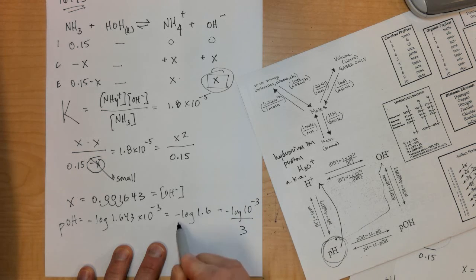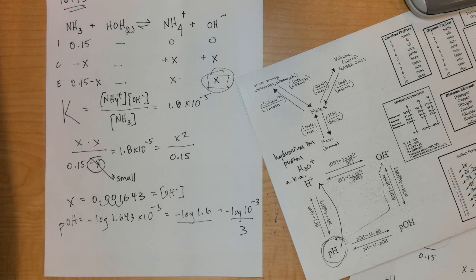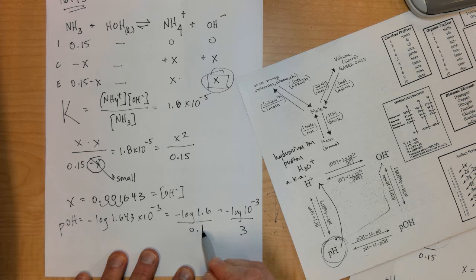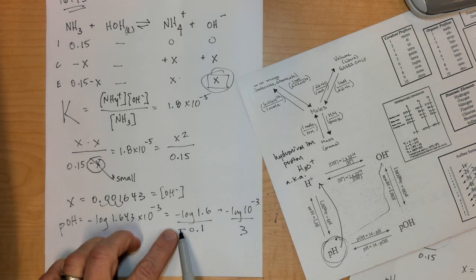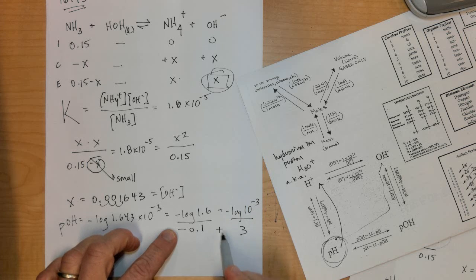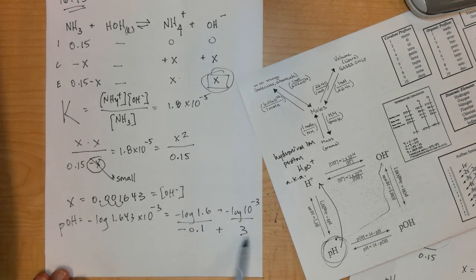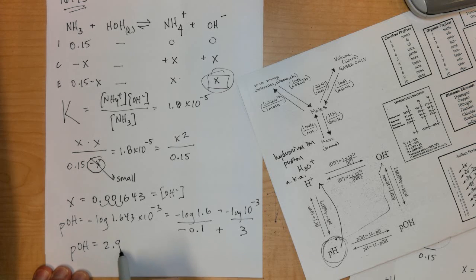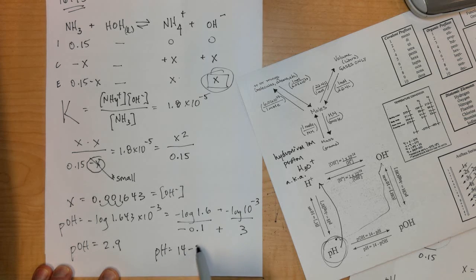This would be 3. Making a guess here, log of 1 is 0, of course, so pick something a little bit more than that, maybe like 0.1, and remember that's got a negative sign in front of it. This is a negative times a negative, so it's positive. So negative 0.1 plus 3, I end up with a pOH of approximately 2.9. And if I want the pH, of course I do 14 minus that 2.9, and I end up with a pH of about 11.1. Good luck with your weak acid and base problems.